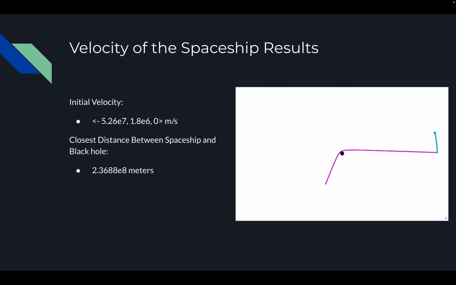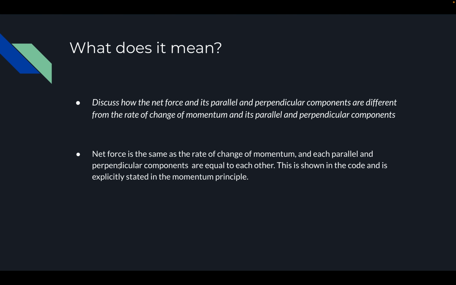So here are my results. As you can see, my spaceship did not hit either the planet or the black hole, and it got surprisingly close to the black hole. My initial velocity was this, and the closest distance between the spaceship and the black hole was 2.3688 times 10 to the 8 meters. So what does it mean?